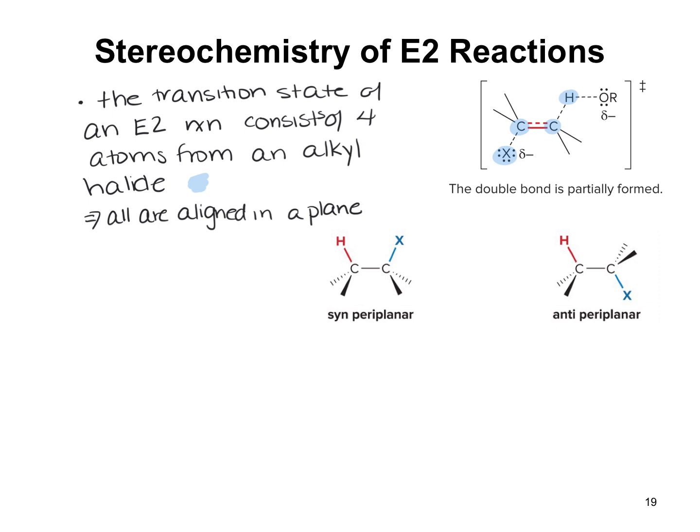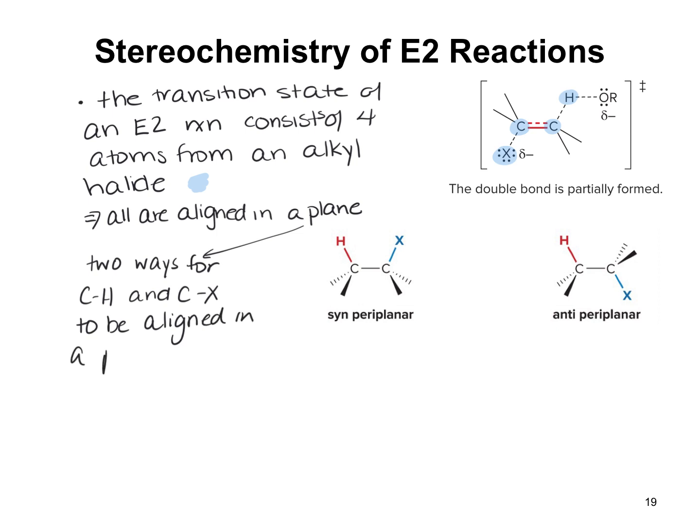Now, there are 2 ways for this carbon-hydrogen and carbon-halogen bond to be coplanar. When the carbon-hydrogen and carbon-halogen are aligned in a plane, that is called coplanar, where both of those, this one and this one, are aligned in a plane to each other.